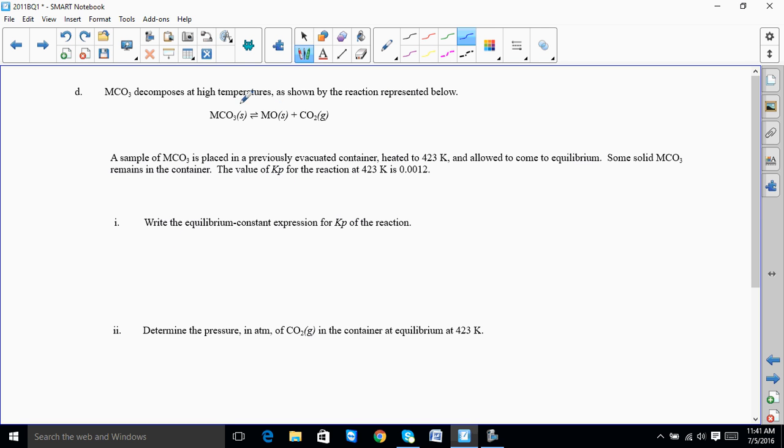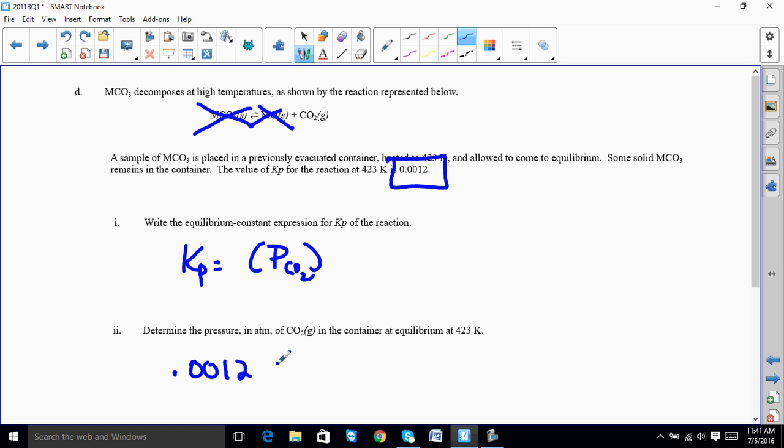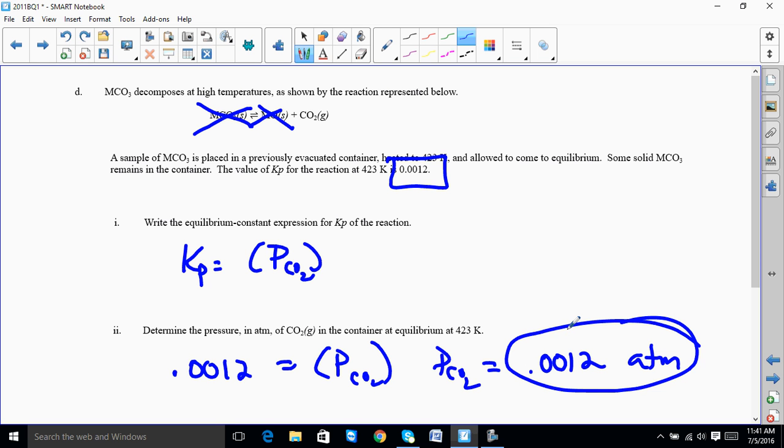Well, interesting. Kp only applies to pressure. This cancels, so Kp is equal to the pressure of the carbon dioxide gas, and this is a 1, so this is a 1. Okay, determine the pressure of the carbon dioxide gas in atmospheres. Well, they told you right here that the pressure was 0.0012. Kp is 0.0012, and that's equal to the pressure of the carbon dioxide. So the pressure of the carbon dioxide must be 0.0012 atmospheres. Holy mackerel, it doesn't get any easier than that one.